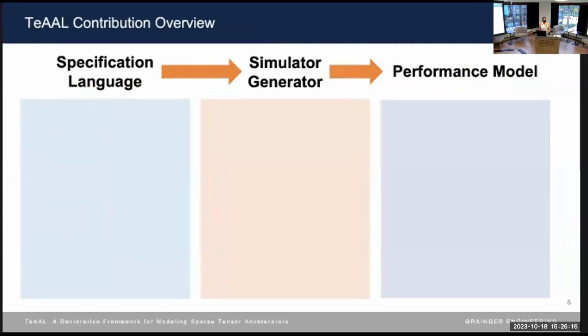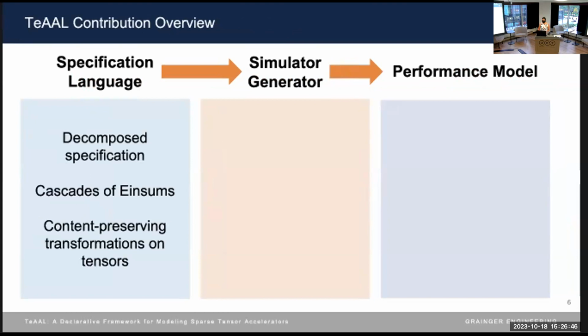More concretely, our work makes several contributions over the state of the art. First, as noted earlier, we recognize that the specification of an accelerator can be decomposed into a hierarchy of specifications that separately contain details of the algorithm, data flow, architecture, and sparse tensor formats. We show that seemingly monolithic kernels, like sparse matrix multiplication, in practice are often better described with a sequence or a cascade of einsums. We also describe a set of content-preserving transformations on tensors that modern accelerators apply to sparse tensors to improve the performance of the cascades they compute on.